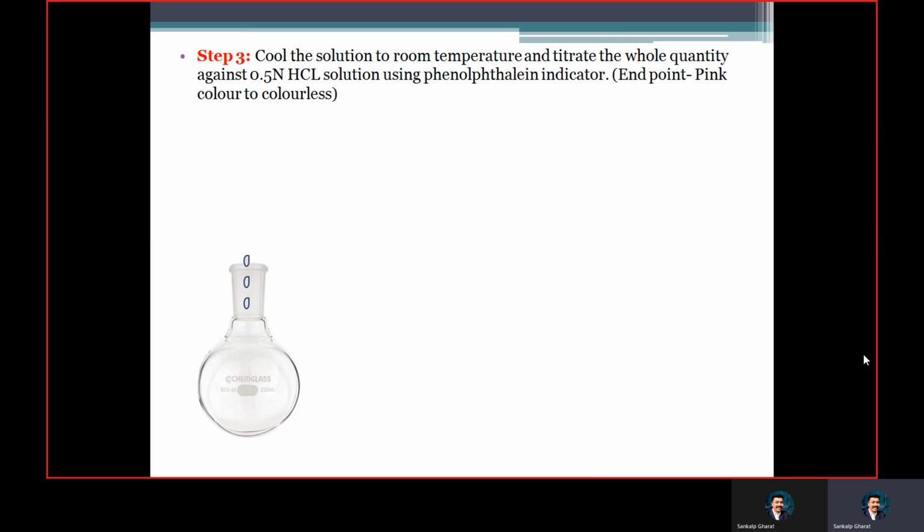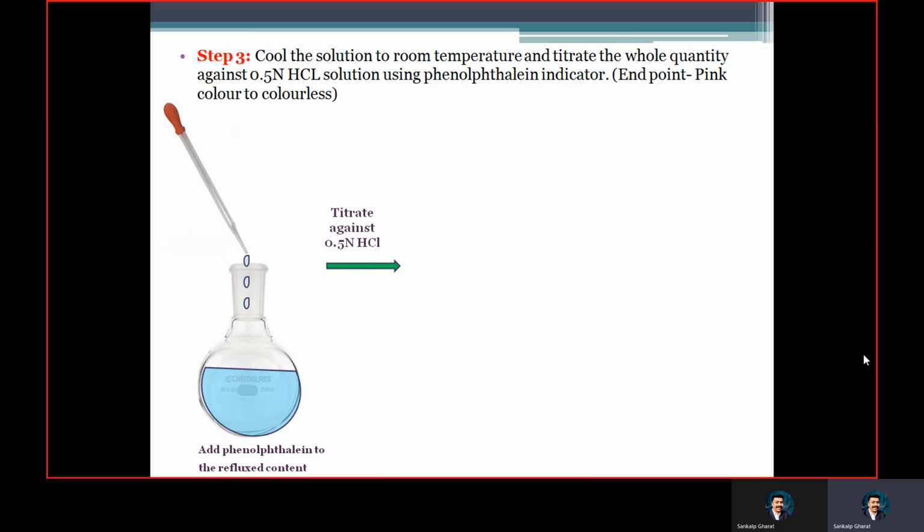After 45 minutes, cool the solution to room temperature. So once the reflux is done, we have to cool the solution to room temperature and we have to titrate it. So how do we have to titrate it? Let us see. This solution in the RBF, which we have recovered after the reflux condensation and cooled, we will add phenolphthalein to this reflux condensed product. After addition of phenolphthalein, we will be titrating against 0.5 normal HCl.